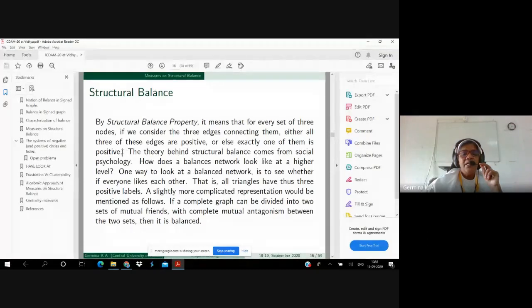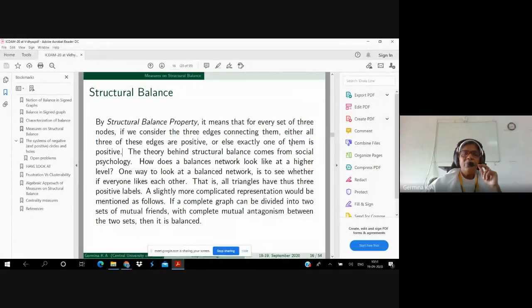What does it mean? Usually, social psychology started with the dyads. Dyad means two persons and their relations, which means we get a K2 if you say it in terms of graph theory. But more than that, nowadays we use triads. That is, three people form a complete network. So when will it be balanced? If all three people are positive among themselves, definitely it is balanced. Or exactly one of them is negative.